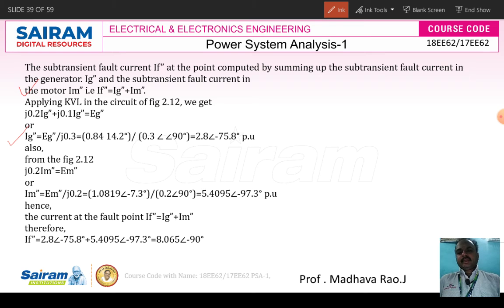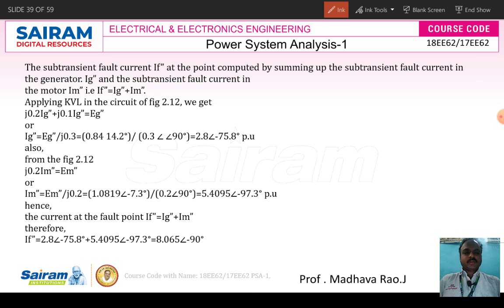Now we apply the KVL. From that, IG double dash is equal to EG double dash by j0.3, and finally we get the value of IG double dash. The motor current IM double dash is equal to EM double dash by j0.2. Finally, the fault current IF is equal to IG double dash plus IM double dash; you need to add these two. We got 8.065 at an angle minus 90 degrees per unit. This is the fault current. All values have been calculated.